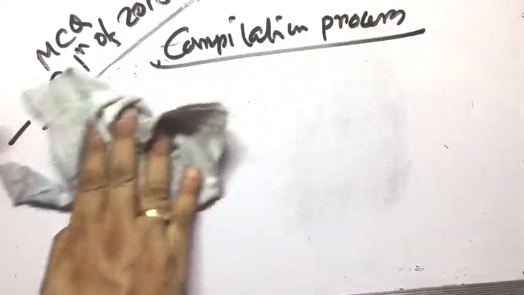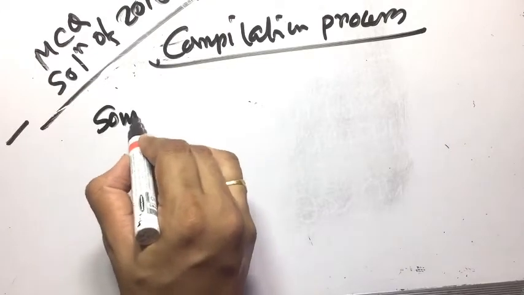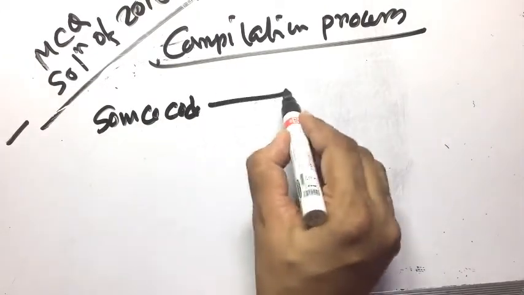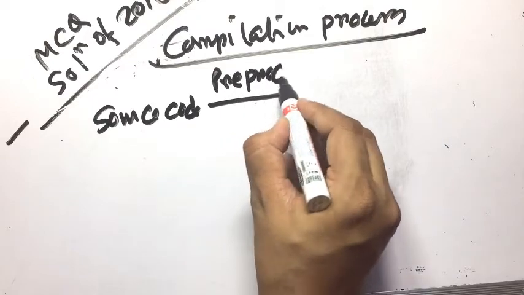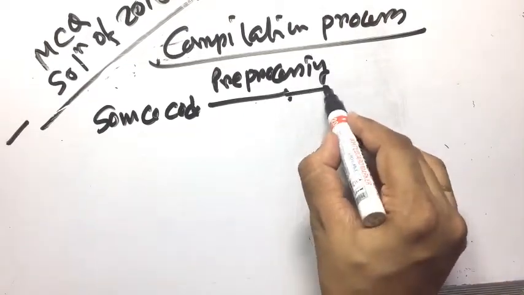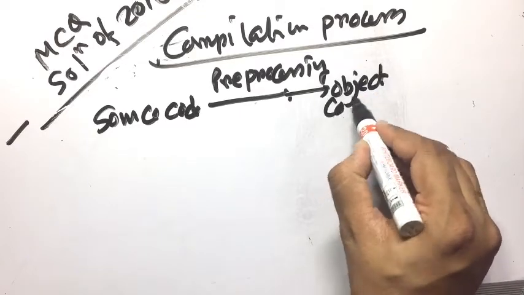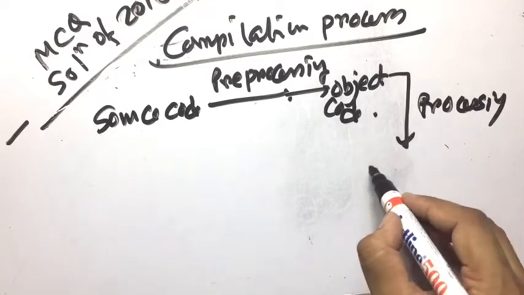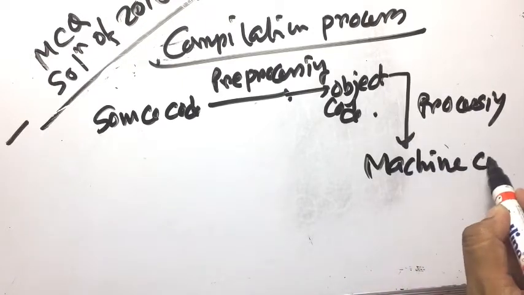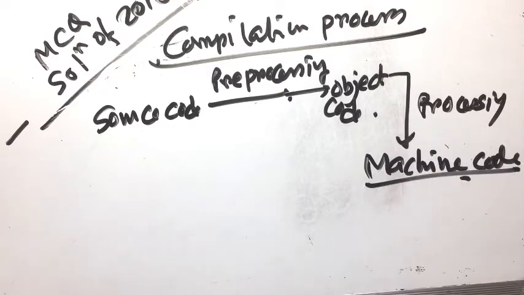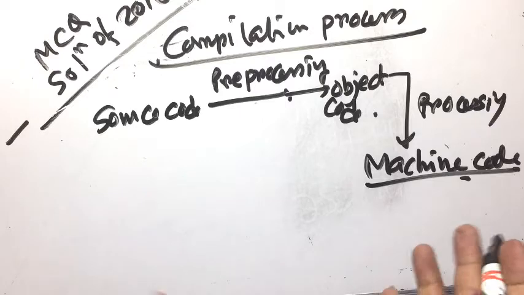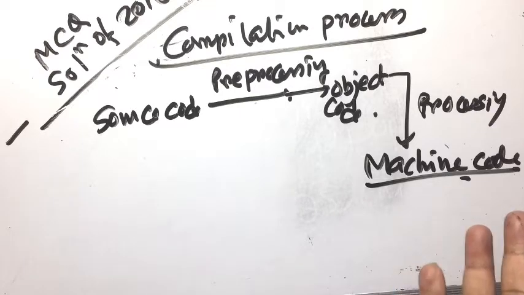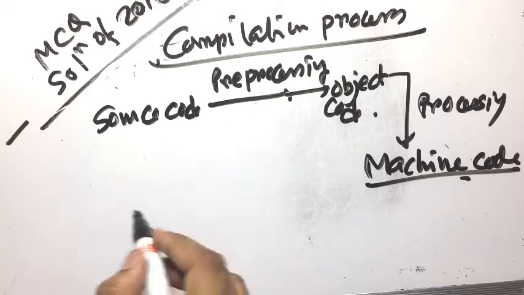This can be further explained as source code in case of compilation. Pre-processing produces object code, and that object code, processed by the processor, creates machine code. And this machine code creates the output. So this is the pre-processing, meaning compilation, and then the processing by the CPU, meaning execution. This is a compilation and interpretation.